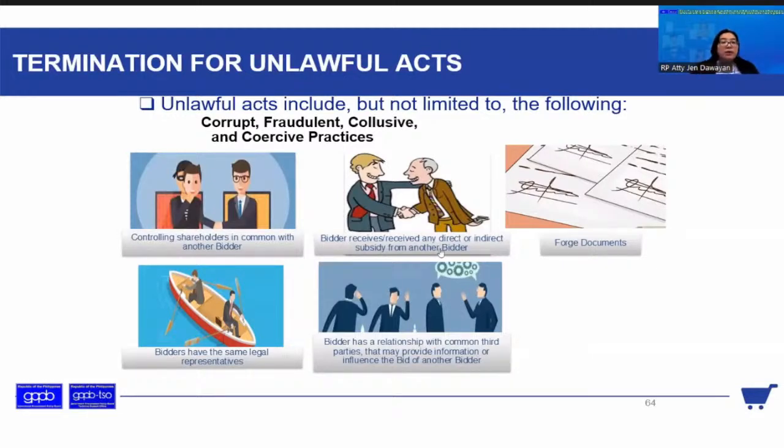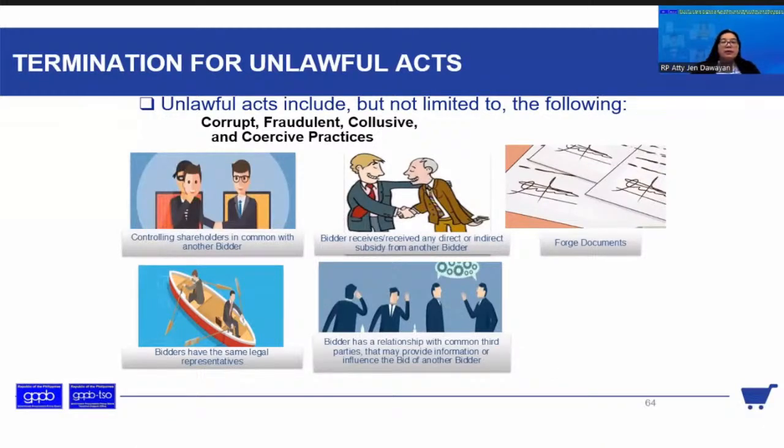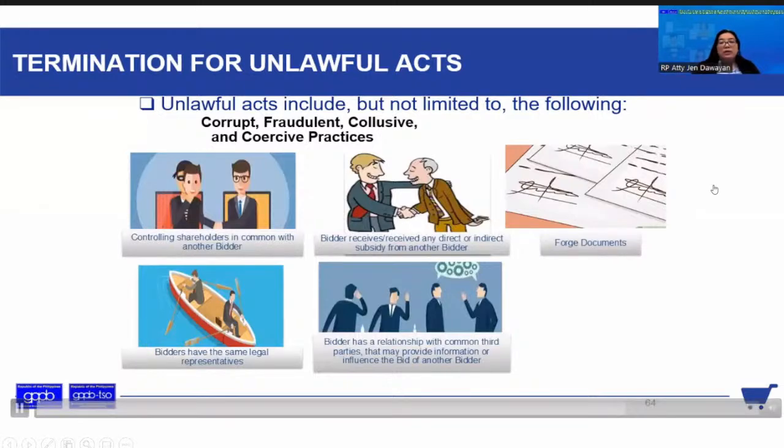And then the bidder receives any direct or indirect subsidy from another bidder. Forged documents, possible din yan na a reason, no? Ayan, the same legal representative sila, no? It's one of those red flags talaga na hindi mo ma-determine agad-agad. And the bidder has relationship with common third parties that may provide information or influence the bid of another bidder. So these are examples of unlawful acts that can cause the termination of the contract by reason of unlawful acts.